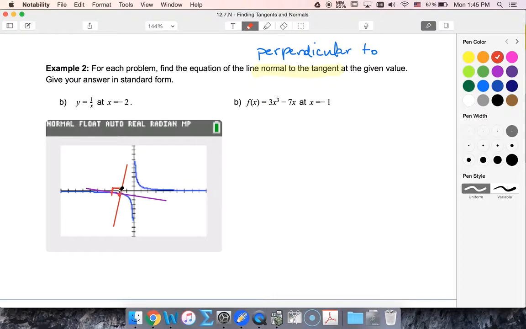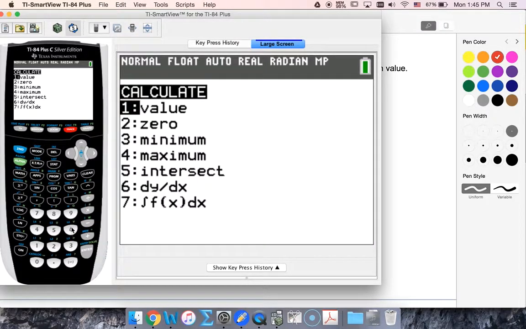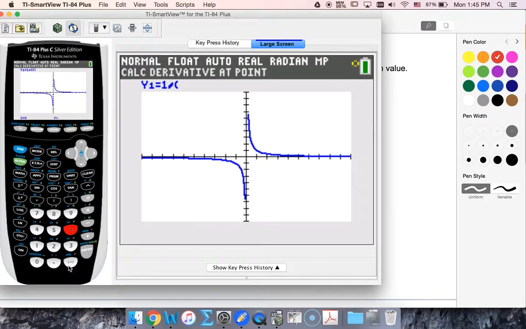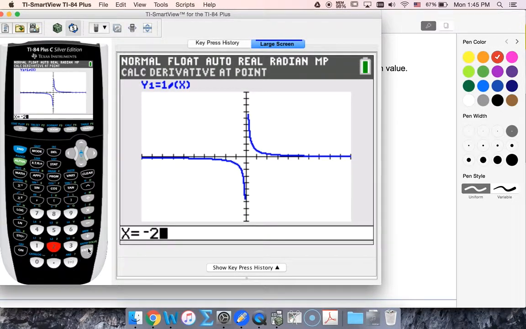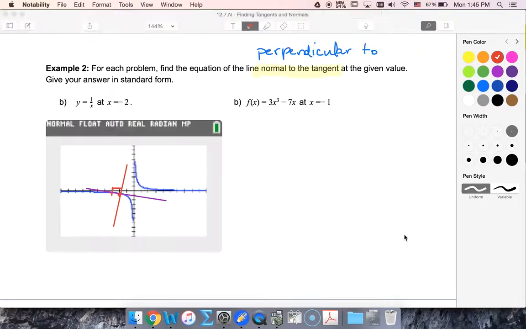So I want to find this point and I need to know the slope. Well, if I come in and find dy dx, so that's number 6, when x is -2, I'm told that the slope is -0.25. Remember, your calculator is always sort of guess and checking. So these aren't really accurate. It's the -0.25. And my point is -2, -0.5.